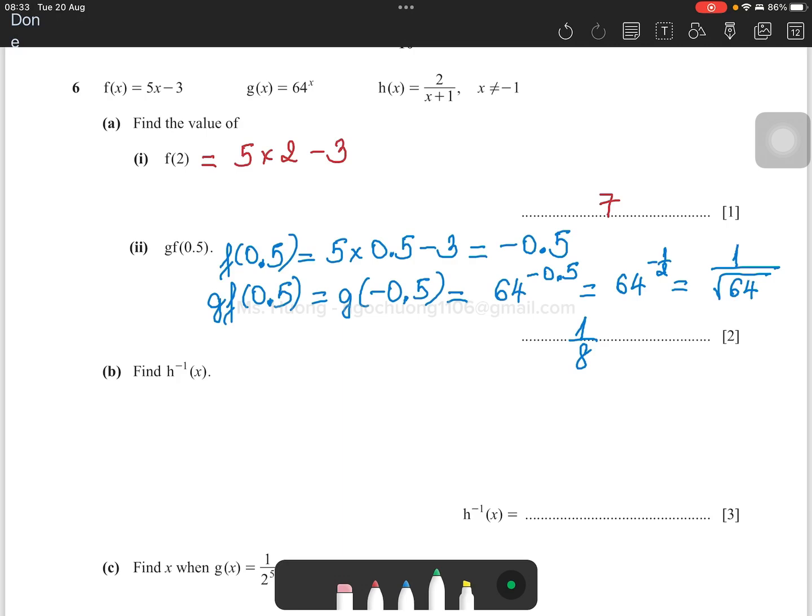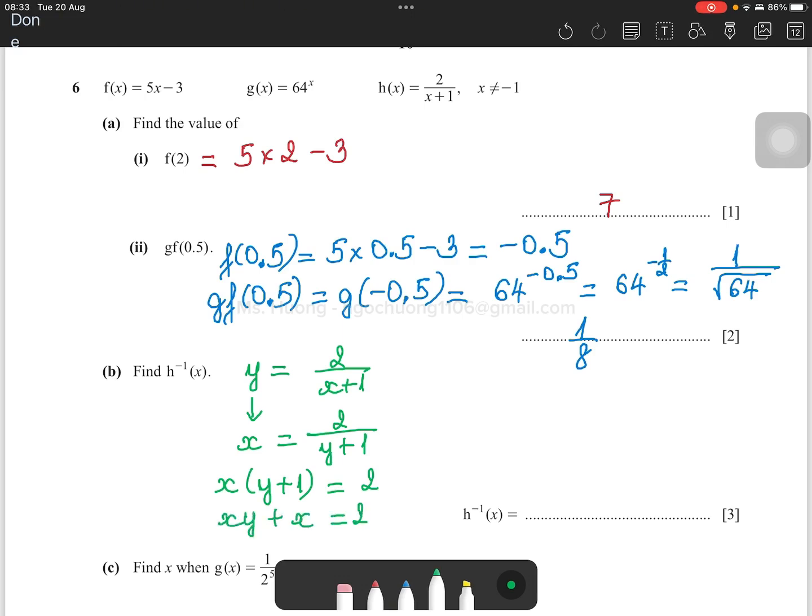B. Find the inverse of h of x. You know that h of x means y equals 2 over x plus 1. To find the inverse function, we change y to x and we change x to y. Now we need to make y the subject by cross multiplying x and y plus 1 over 2. Now we expand the brackets, xy plus x equals 2.